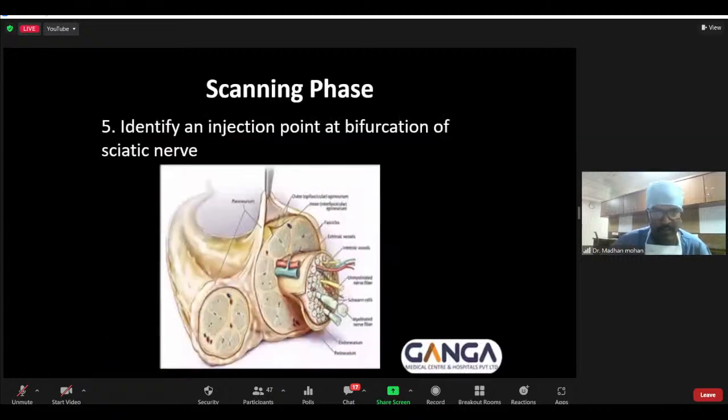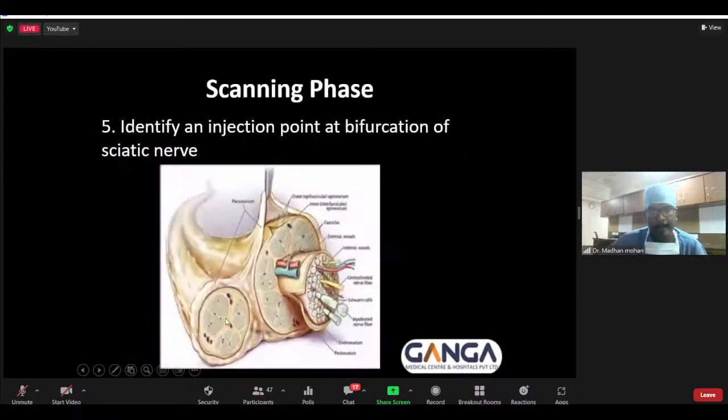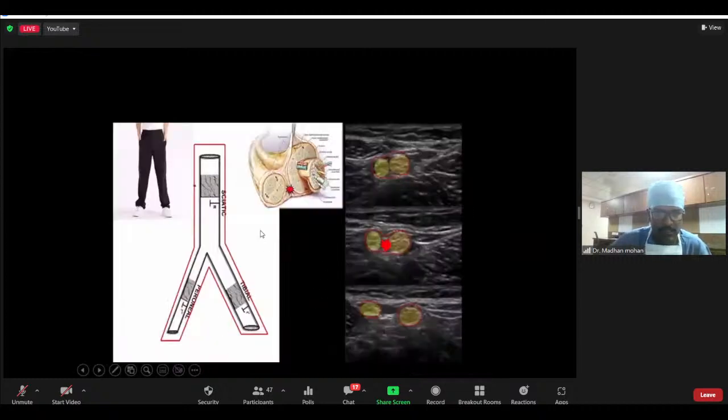Next step is to identify an injection point at the bifurcation of the sciatic nerve. So this is our area of interest. This point is the injection point at the bifurcation of the sciatic nerve into common peroneal and the tibial nerve. You can see the paraneural sheath. This sciatic nerve sheath is compact, analogous with pants, the legs representing the two divisions, tibial and common peroneal, and the trouser representing the main sciatic trunk.